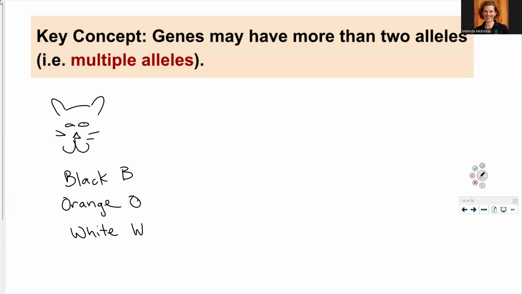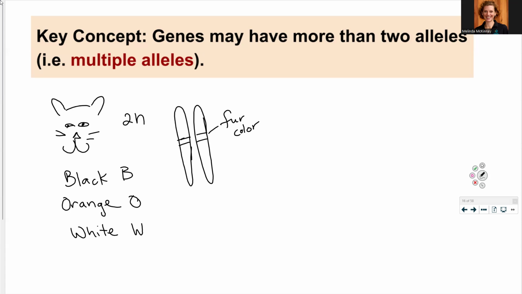Any given cat is only going to have two of these because cats are diploid. That means they have a gene that codes for fur color. Any given cat is only going to have two alleles. It could have an allele for black and an allele for orange, or an allele for black and an allele for white, or an allele for orange and an allele for white. So you get a lot more possibilities when you have multiple alleles.